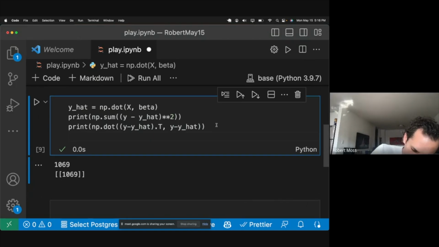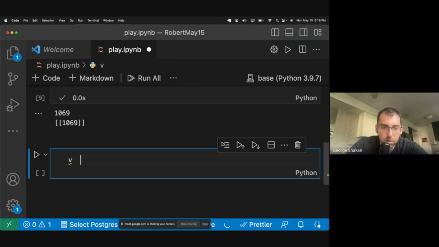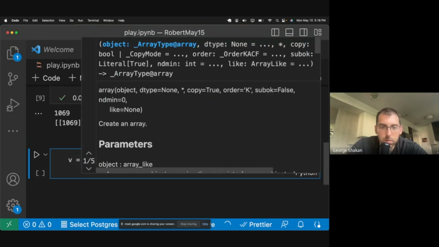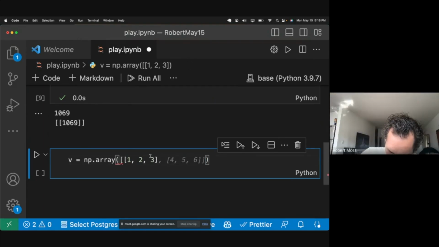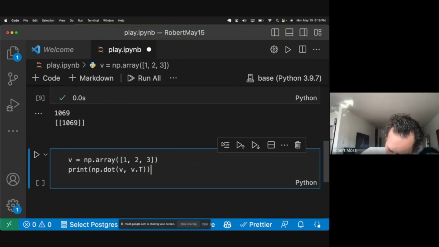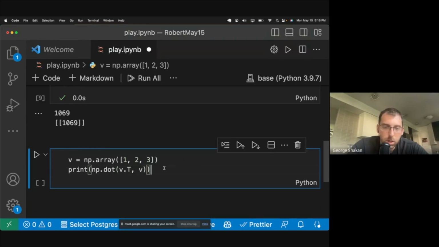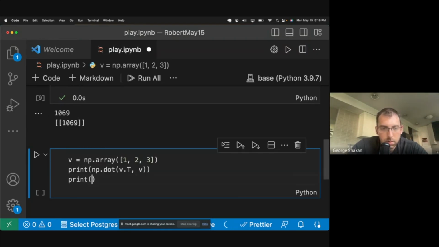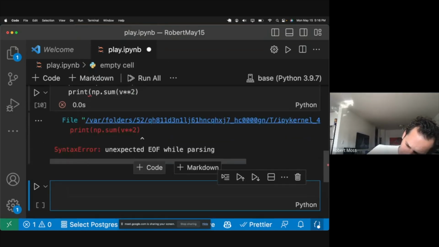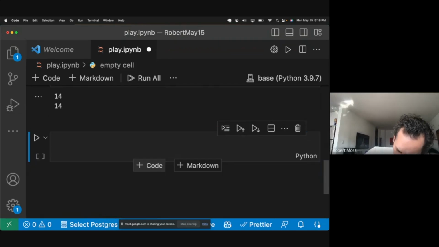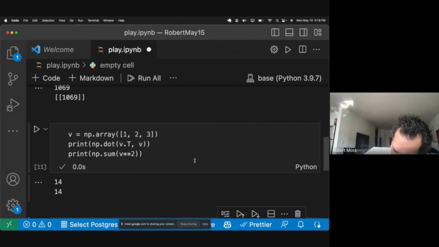Okay. Let's actually see it. I'll do it while you're working. Sum of squares is equal to the dot product of the transpose of the vector with itself.